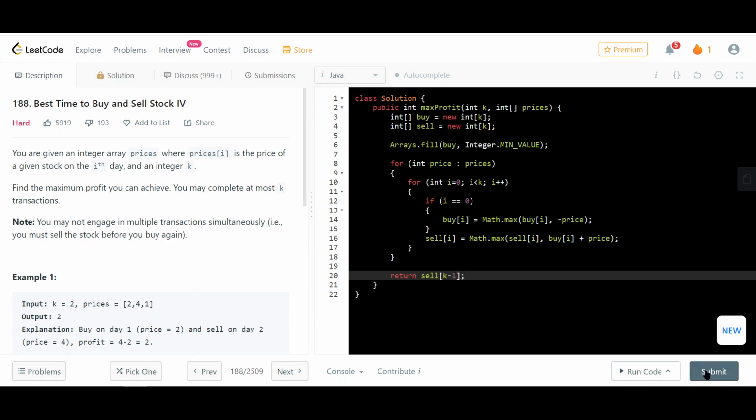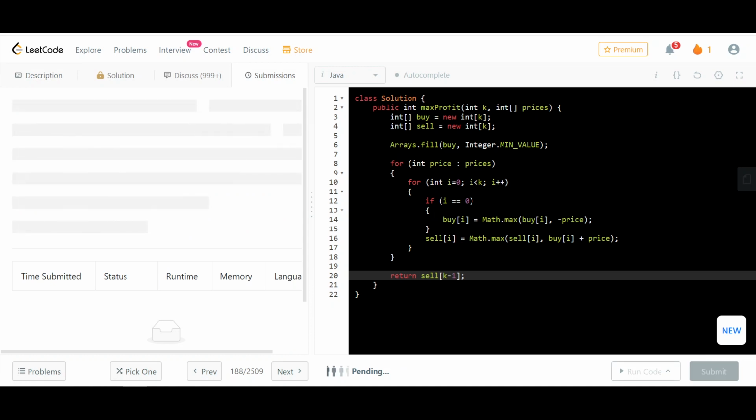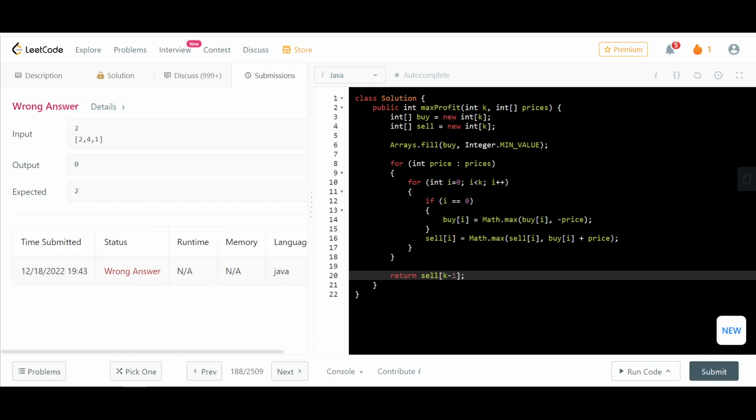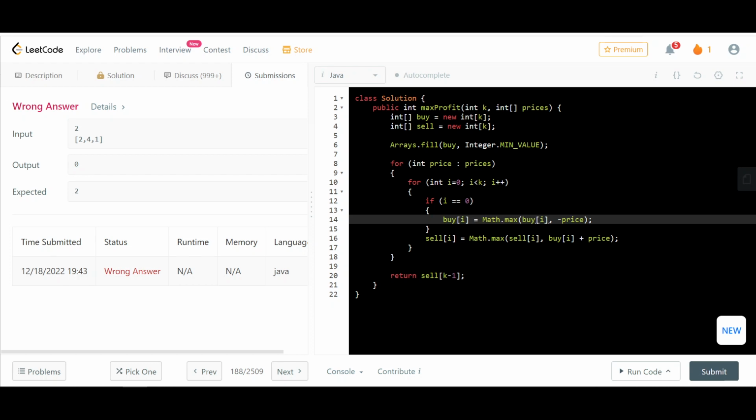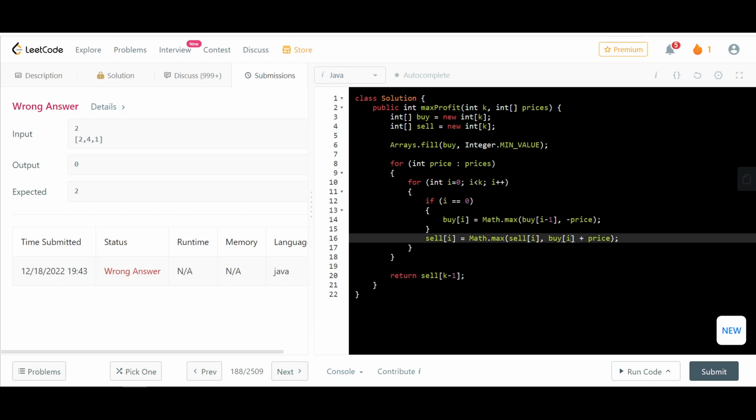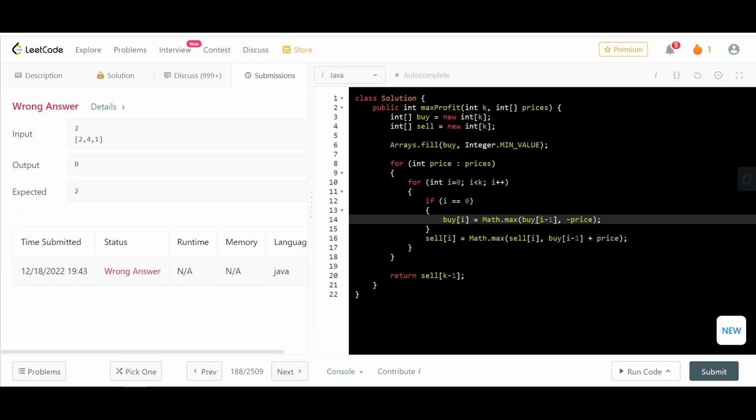All right, so let's see if this works. And it doesn't work. So let's see what's the problem. On every day, you can either buy the first time, buy the second time, buy the third time, buy the fourth time. Oh yeah. So the problem here is when you're buying, it will be buy of I minus one, and then again when you're selling, first of all this has to be. Oh, there is a problem. There are multiple problems, I see.